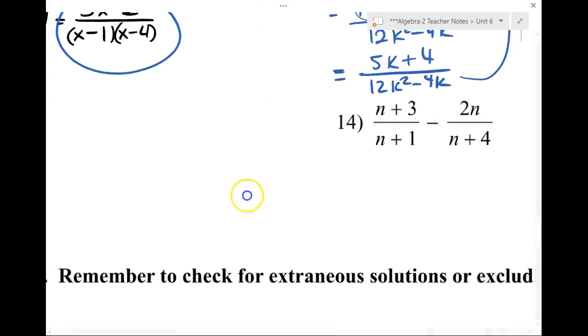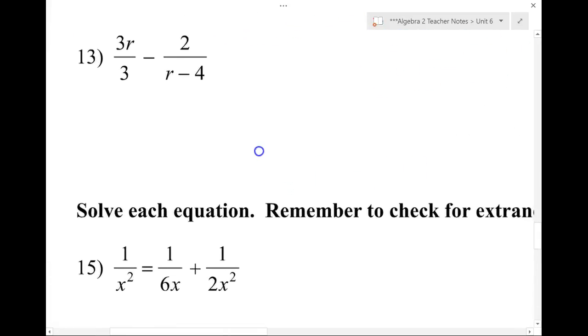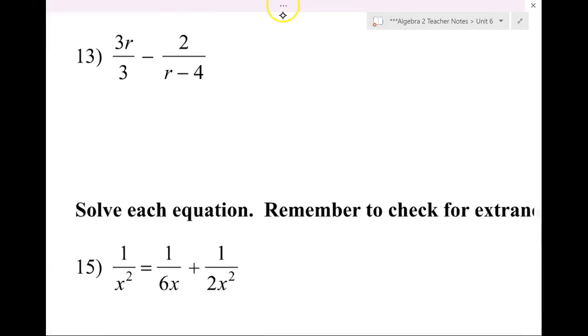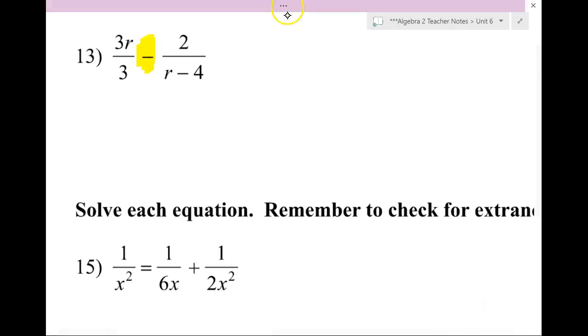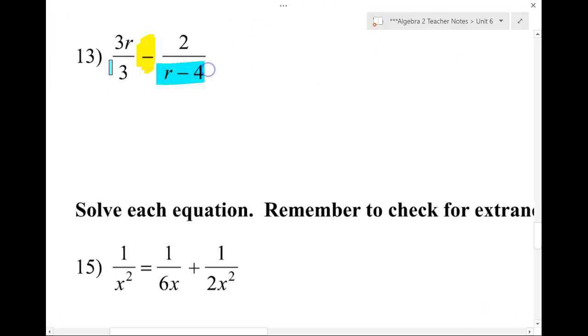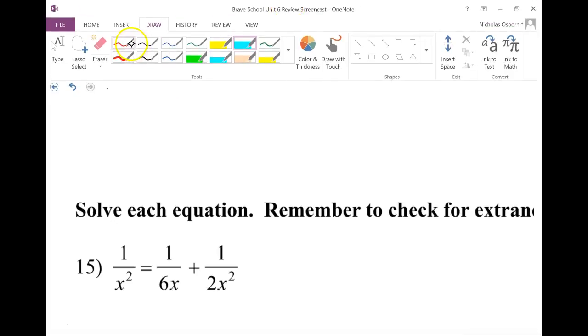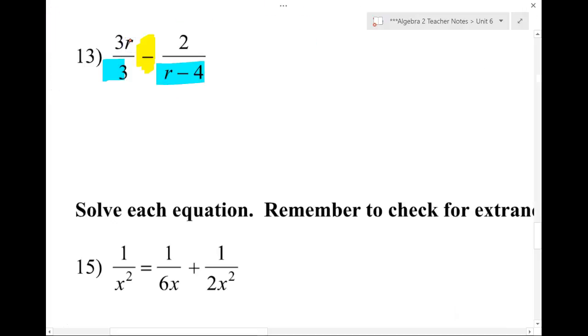Okay, now let's move on to number 13. Now here, we've got a different situation. What's different is, one, we have subtraction, and if you look at our denominators, they're different. So if they're different, we can't just go right ahead and start combining or adding them, or subtracting them in this case. We have to make the denominators the same and find a common denominator.